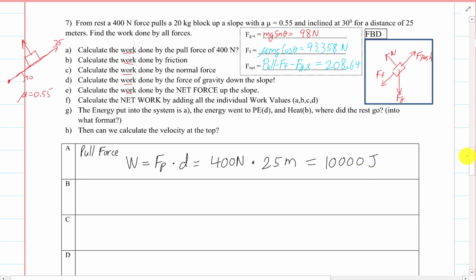B, calculate the work done by friction. Let's do the friction one here. So the work done by the frictional force is equal to the frictional force times the distance. The frictional force is going to actually be negative 93.58. Well, realistically, 358, sorry.